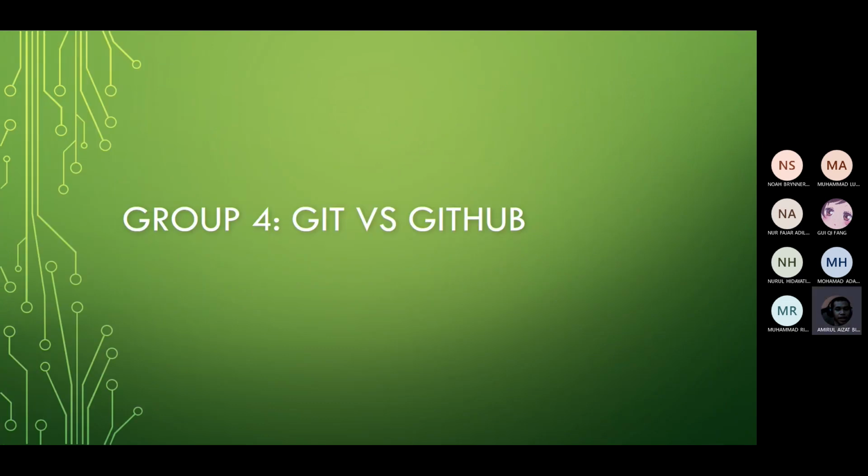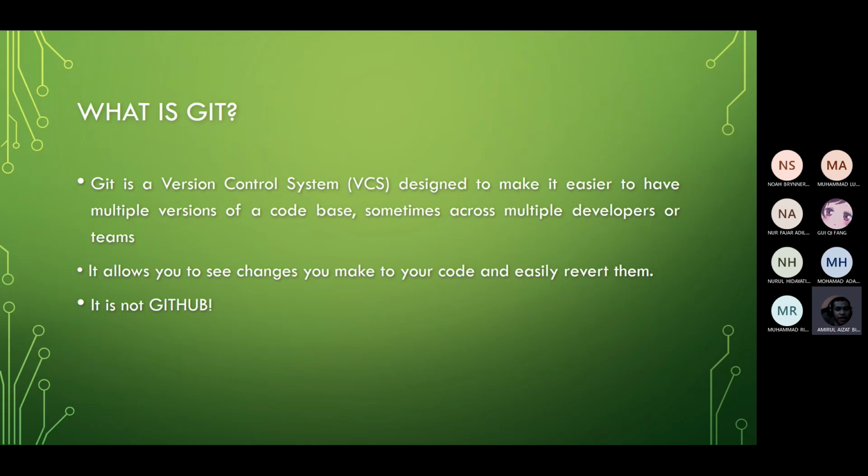Today I'm going to present about Git and GitHub. So what is Git? Git is a version control system designed to make it easier to have multiple versions of a code base, sometimes across multiple developers or teams. It allows you to see changes you make to your code and easily revert them. So remember, Git is not GitHub.